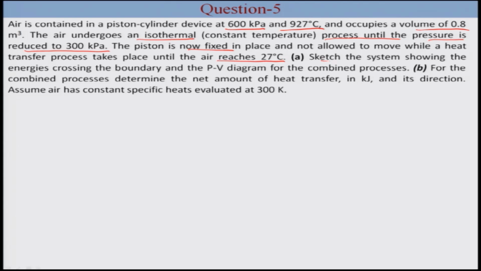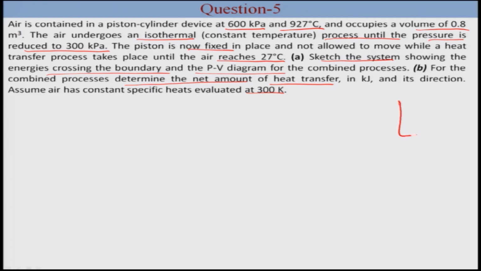First we have to sketch the system showing the energy crossing the boundary and the PV diagram for the combined process. Second, for the combined process, determine the net amount of heat transfer in kilojoule and its direction. Assume air has constant specific heats evaluated at 300 Kelvin. So first we have to draw the sketch of this system.